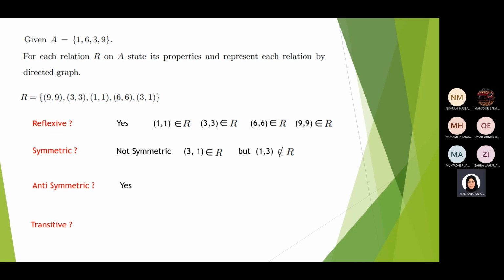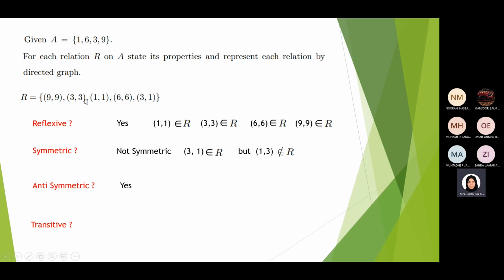Is it transitive? What do you think? How to check the transitivity? I didn't understand the transitive. Transitive means A related to B, B related to C, then directly the pair A, C will be included. How to check that? I go pair by pair. 9, 9. Do I have anything that starts with 9?